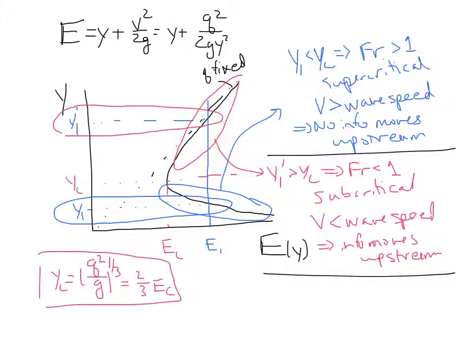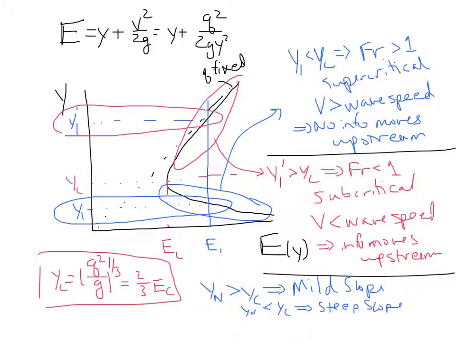The last thing I'll note is just a definition. If the normal depth is greater than the critical depth, you remember the definition of the normal depth from our previous lecture, the slope is mild. If the normal depth is less than the critical depth, then we have a steep slope. And that simply states the fact that mild slopes have subcritical flow when the flow is uniform, and steep slopes have supercritical flow when the flow is uniform.